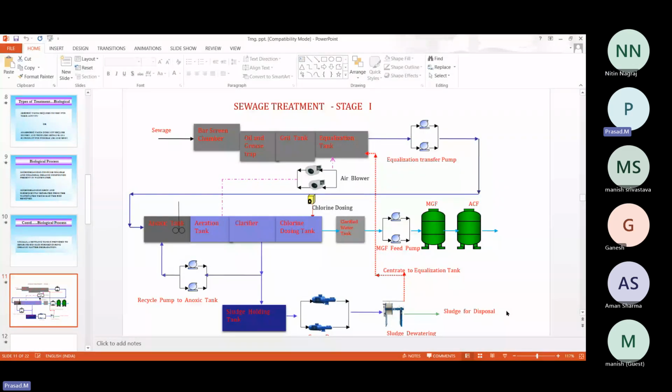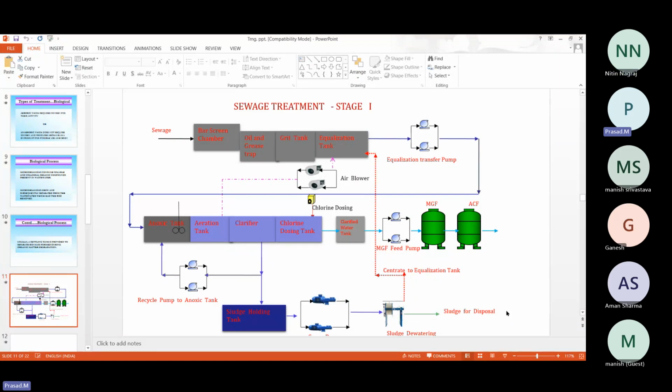when we are talking about a sewage treatment plant or wastewater treatment plant, there are three treatments we can say. First is primary treatment, second is secondary treatment, and third is tertiary treatment. So in primary treatment, we are removing the floating material. Floating material means any material which is floating on the water surface, right? These gray-colored units you can see: bar screen chamber, oil and grease trap, grit tank, and equalization tank. These take care of primary treatment. So this gray color means nothing but primary treatment.